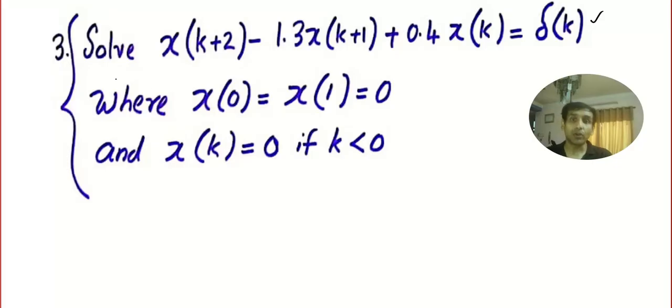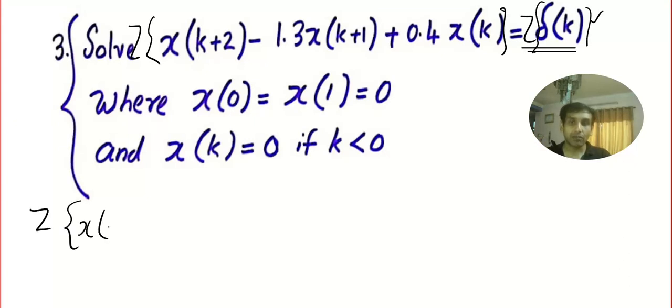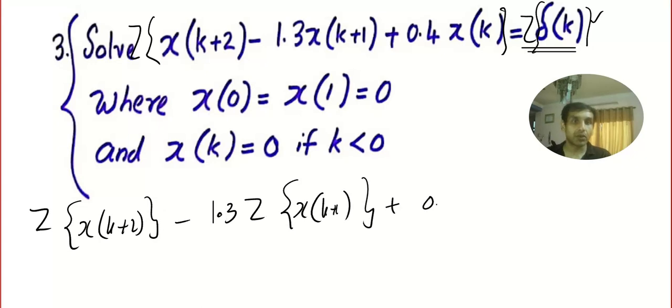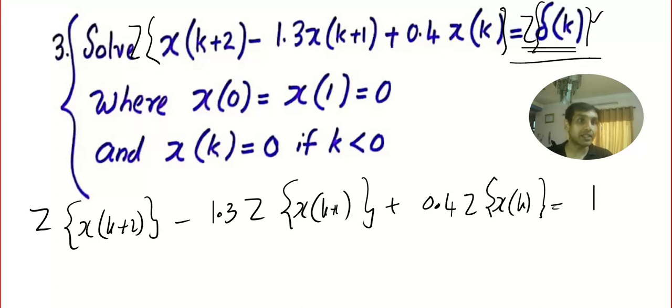Okay, now let's solve one more problem. This problem is a little bit tough just because many students don't know the formula for the Z transform of the delta function. Anyway, what is step number 1? Take Z transform on both sides and then apply the linear property. So we get Z of x(k+2) minus 1.3 Z of x(k+1) plus 0.4 Z of x(k) is equal to 1, because the Z transform of the delta function is 1. It is not the unit step function.